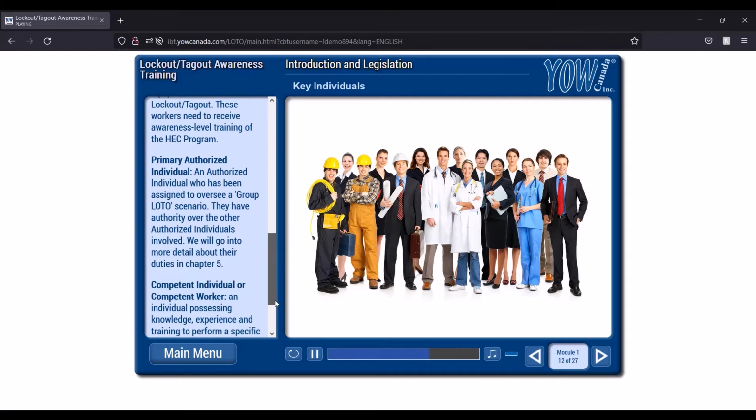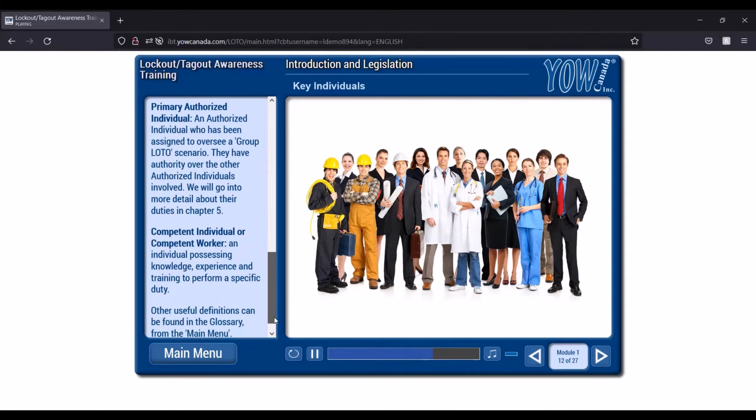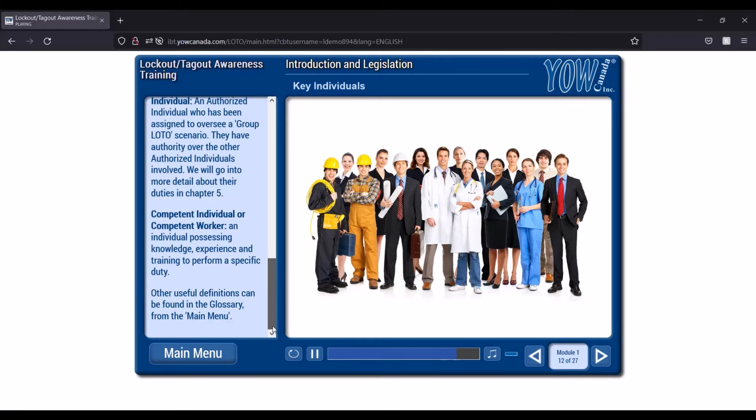Primary authorized individual. An authorized individual who has been assigned to oversee a group LOTO scenario. They have authority over the other authorized individuals involved. We will go into more detail about their duties in Chapter 5. Competent individual or competent worker. An individual possessing knowledge, experience, and training to perform a specific duty. Other useful definitions can be found in the glossary from the main menu.